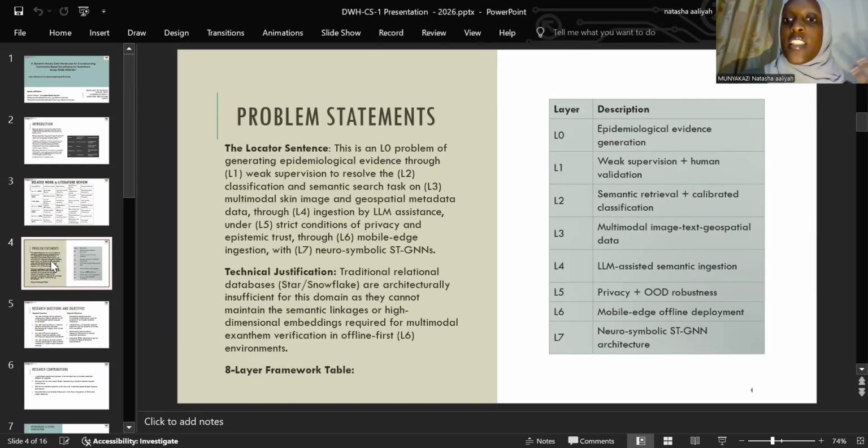Since the environment is low resource, as I've mentioned earlier, the system must also support offline, fast mobile edge deployment and privacy preserving processing. That architecture then integrates neurosymbolic reasoning by combining deep learning with knowledge graph reasoning. Basically, that is it, to make it short.